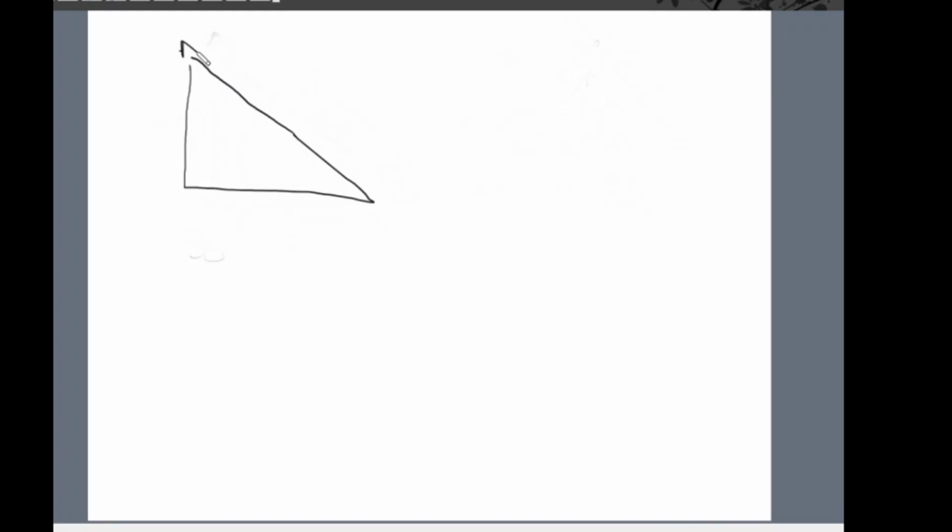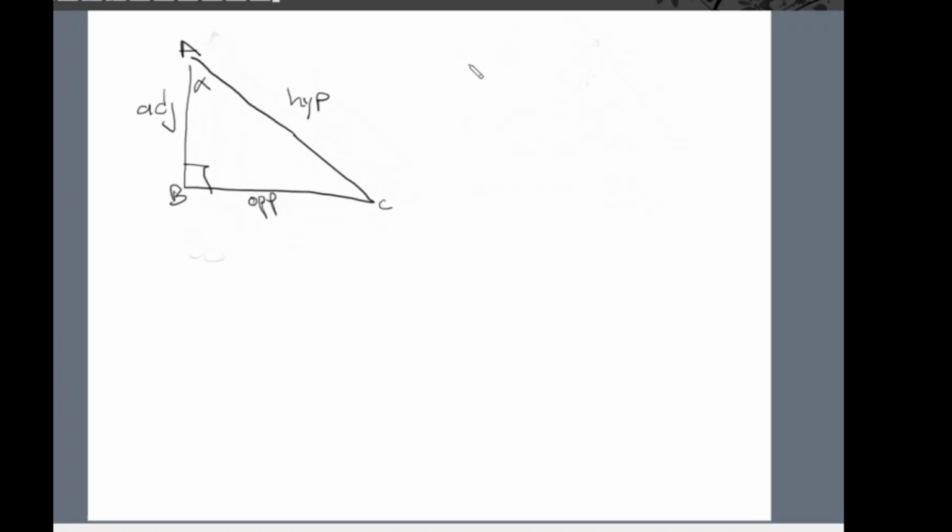Right, we have this triangle ABC. It's a right angle triangle. The side that is opposite the 90-degree angle is called the hypotenuse. If we look at angle alpha, the side that is opposite alpha will be the opposite side. The side that is next to angle alpha will be the adjacent side.